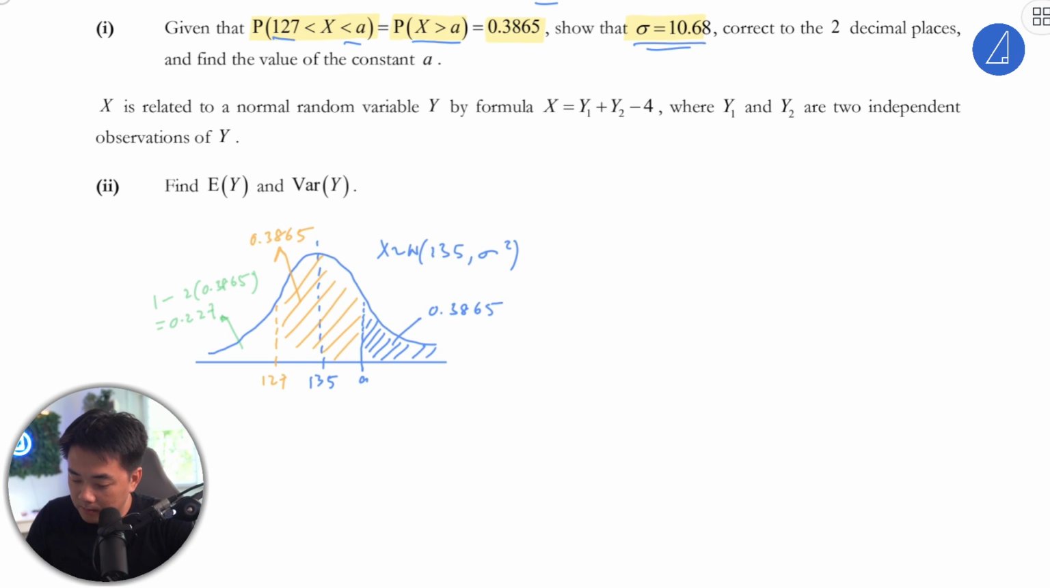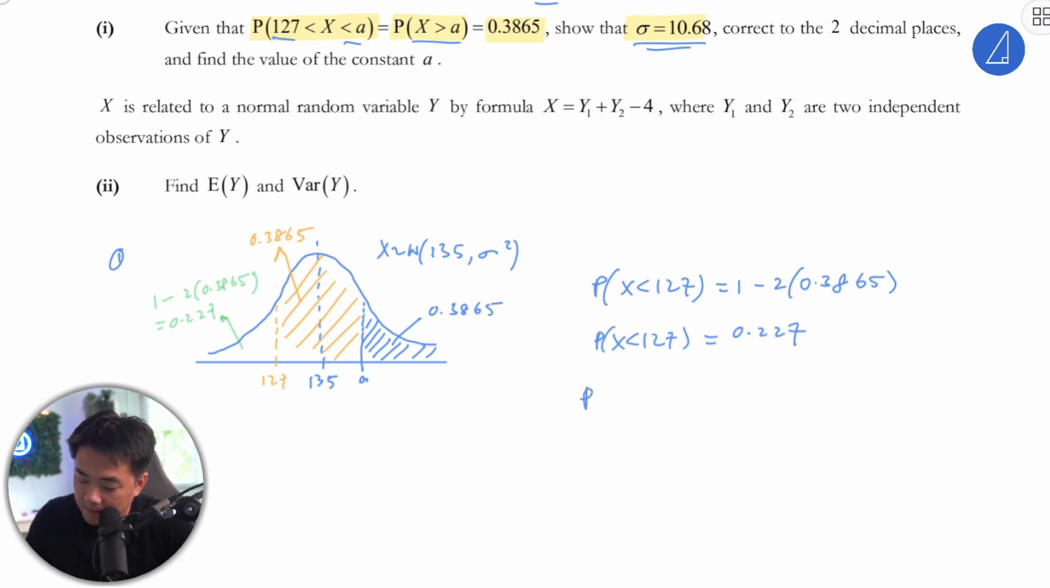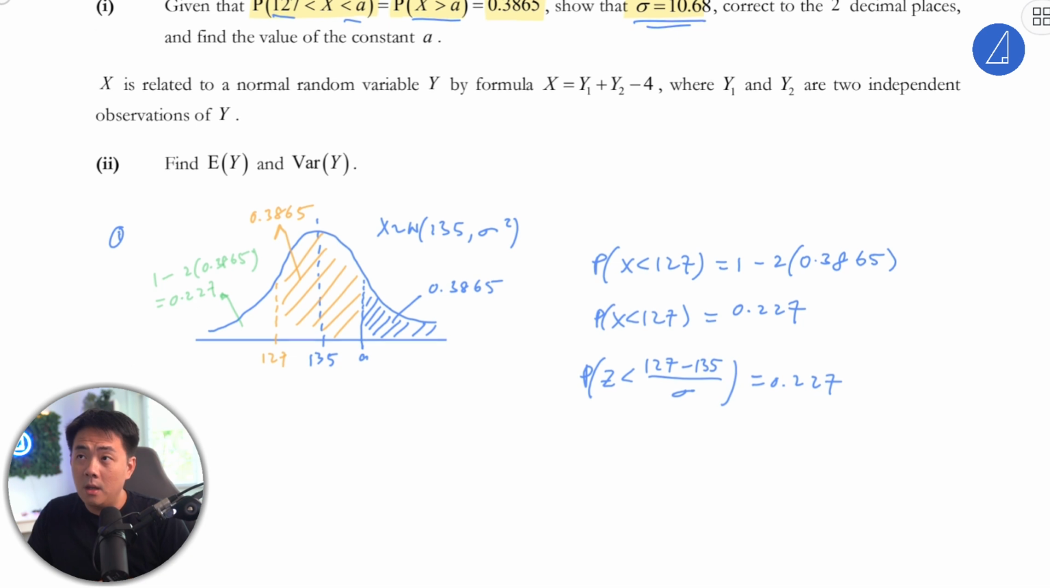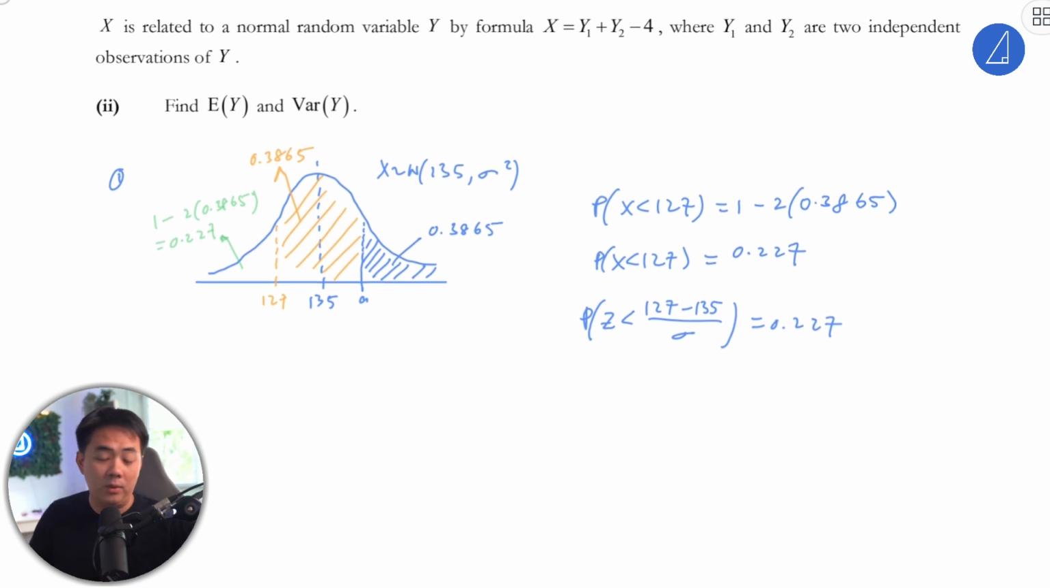So in this case, firstly, know that the probability of x less than 127 is equal to 1 minus twice of 0.3865. Once you draw it, you can see it very clearly. So this is 0.227. What we need to do next is standardization. So this is P(Z less than (127 minus 135) over sigma), given by the same area. Then we just inverse norm. 22.7% on the left tail, we'll get the boundary here.